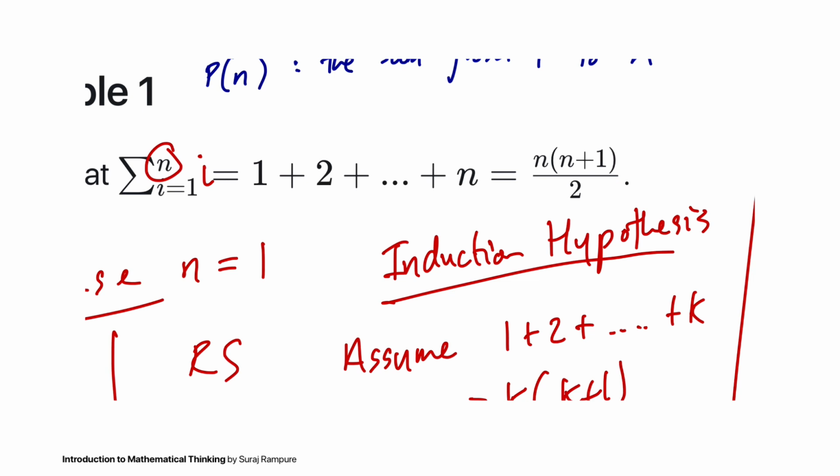Oftentimes it's 0 or 1, but maybe the question might say something else. Like, for example, in your homework, there's a question where you prove that the sum of the interior angles of a polygon is 180 times n minus 2. Okay? Like a triangle, the sum of the interior angles is 180, a quadrilateral it's 360, and so on and so forth. But there, you assume n is greater than or equal to 3, right? Because a polygon has to have at least 3 sides. Is that clear?